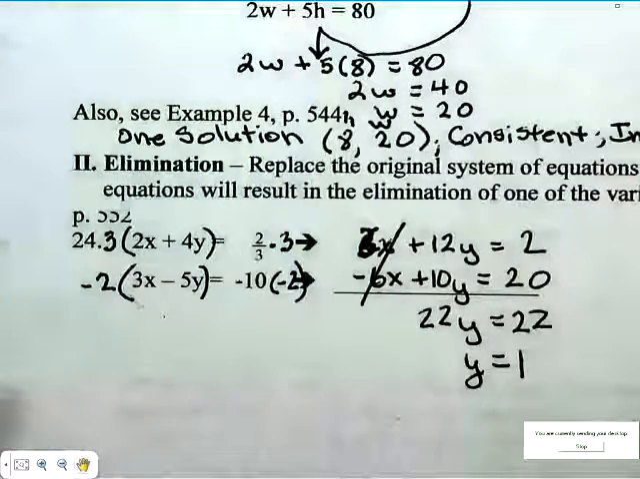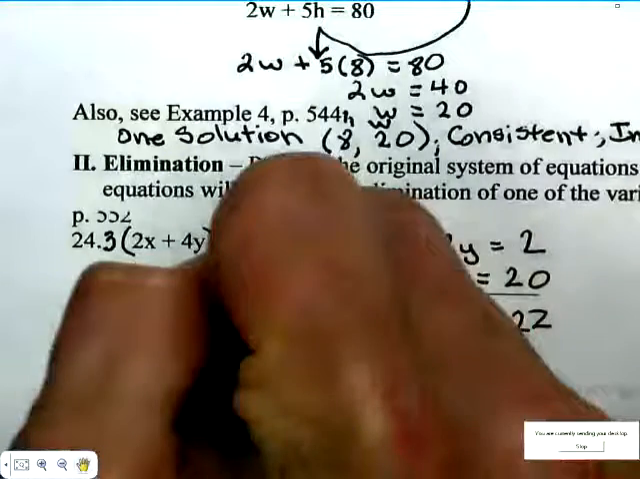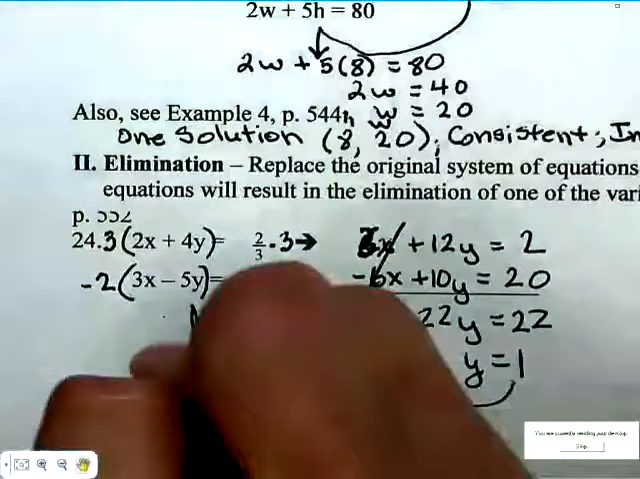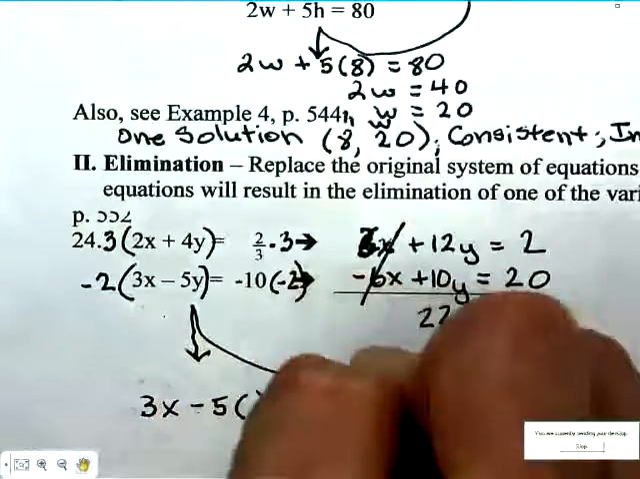I'm going to use the one that's closest right there, and the one that doesn't have a fraction in it. Put 1 in place of that y, and I have 3x minus 5 times 1 equals negative 10.